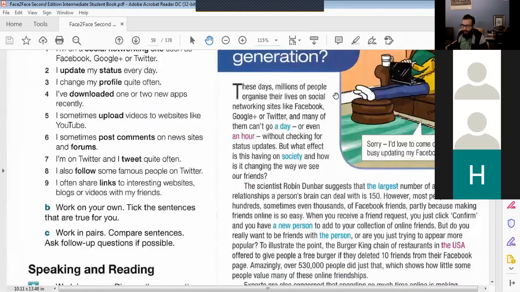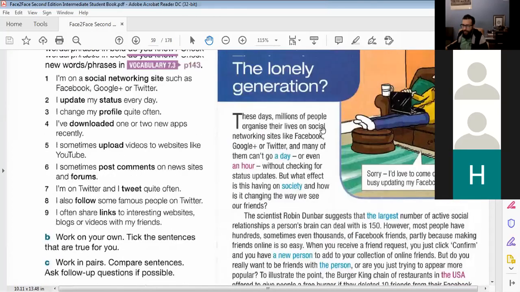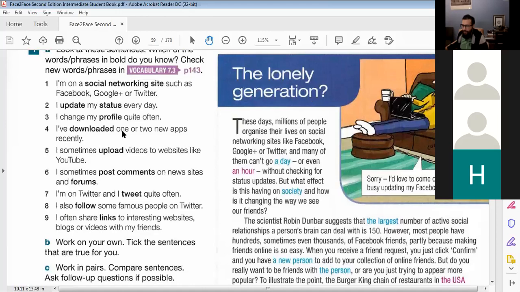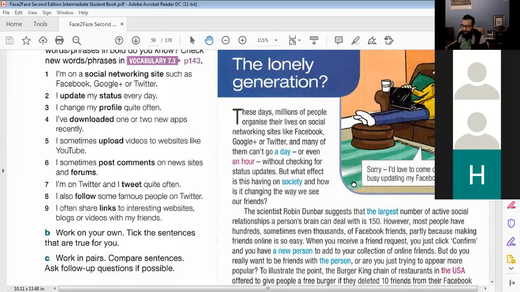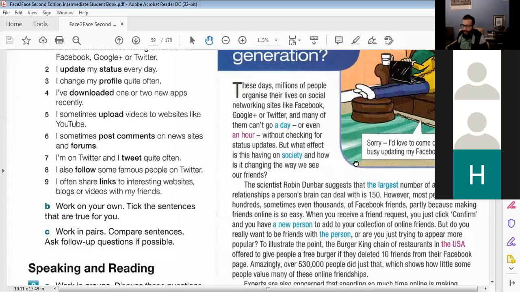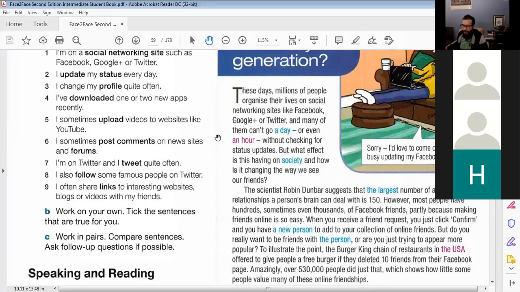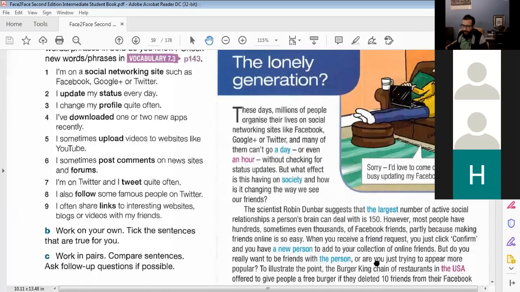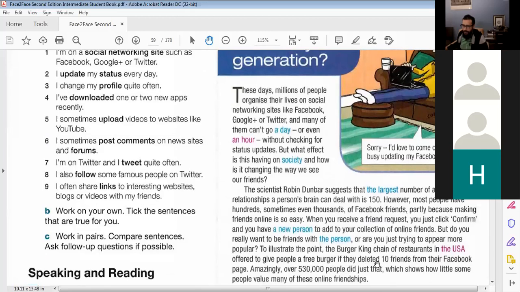So it's called The Lonely Generation. And if you see this cartoon: "Sorry, I'd love to come out, but I'm busy updating my Facebook status." Okay. So just read this. Read the first two paragraphs, and when you finish, we can move to the other paragraphs, okay? So you can start from here, these days.